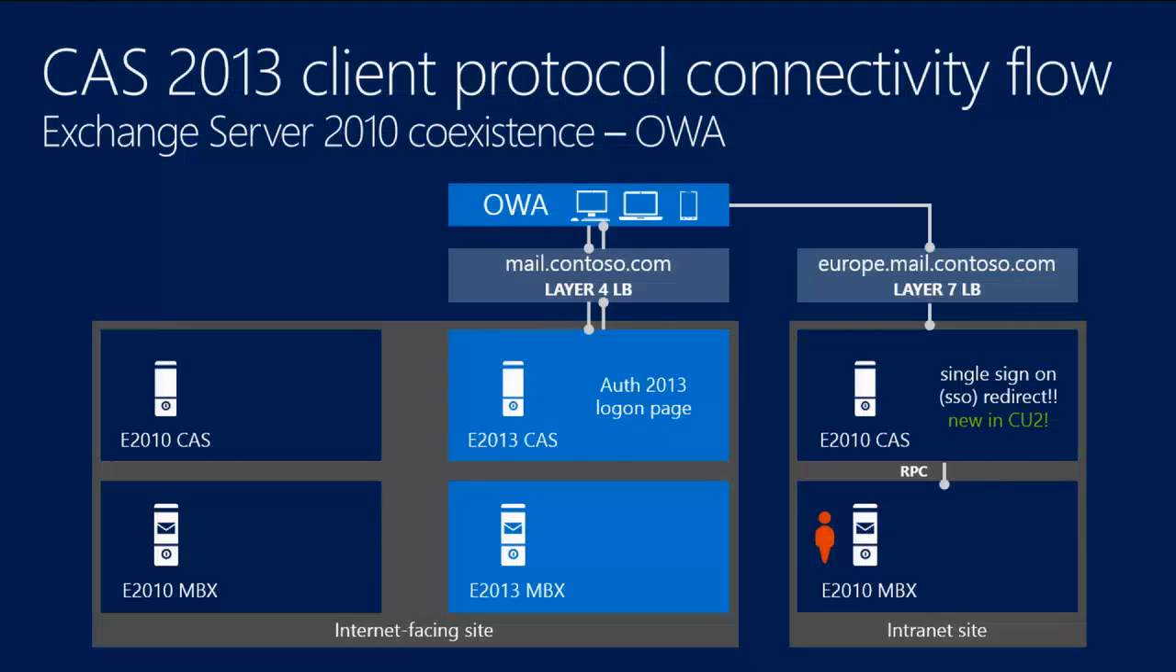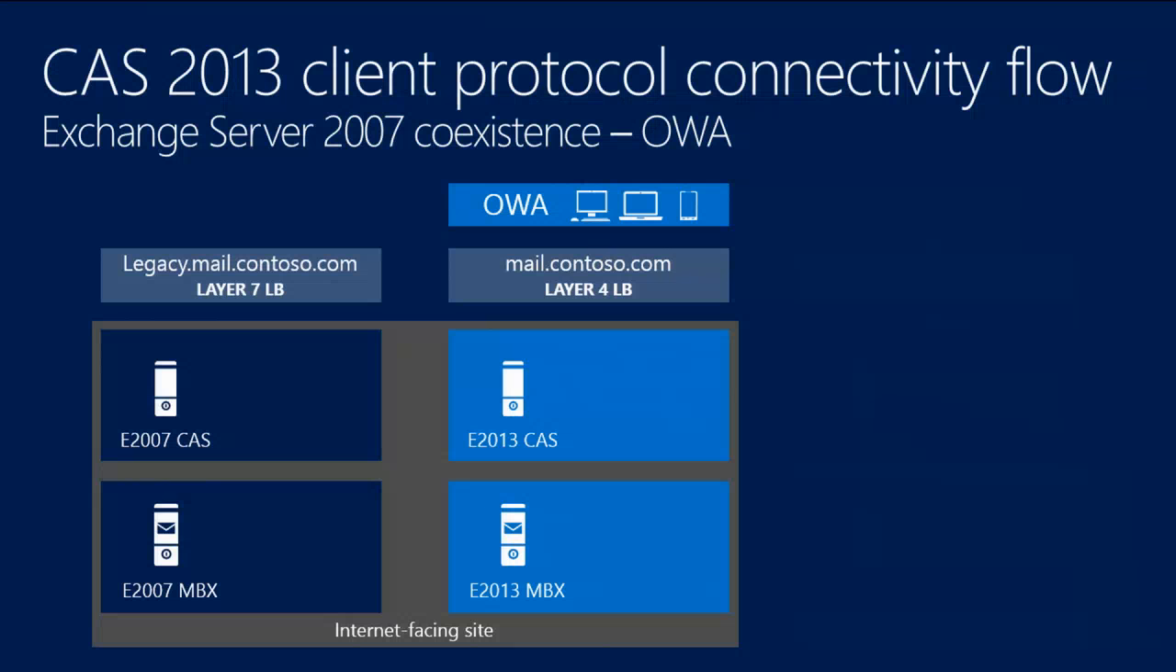CU, whenever. Okay? And so now when you log in through the first login page, you will be redirected to europe.mail.contosa.com, assuming FBA is enabled in both sites, which was the way it was with 2010. You'll be signed in, only having to see one logon page. Great, right? Definite improvement. We like that.